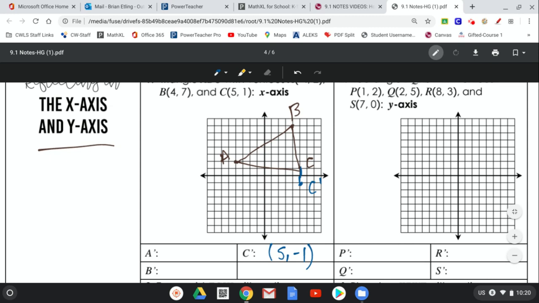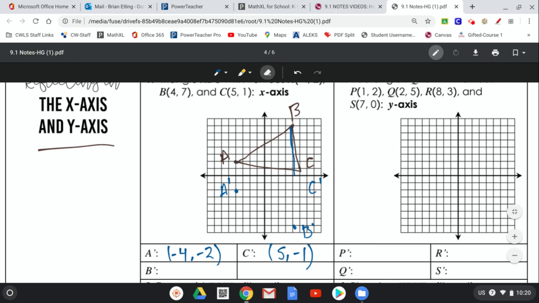All right, guys. So, continuing on, if we look at A, it is 2 units away from the x-axis, so A prime is also going to be 2 units away. So that is going to be our A prime value, and the coordinate for A prime is going to be -4, -2. All right, and then B is 1, 2, 3, 4, 5, 6, 7 units away from that x-axis, so it's going to be 7 units away in the other direction.